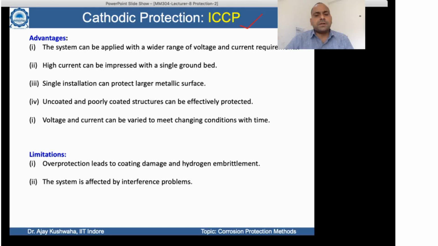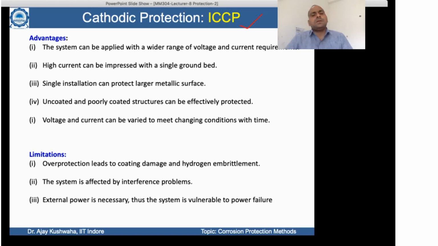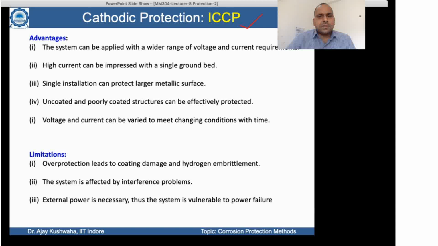The system is affected by the interference problem. The external power is necessary, so in some places we are not able to provide the external power. Thus the system is vulnerable to power failure, and if there is a power failure, then it's of no use. So I think that was about these two techniques of cathodic protection.